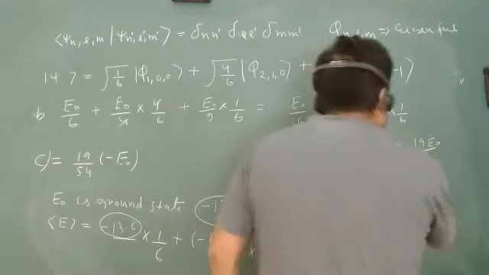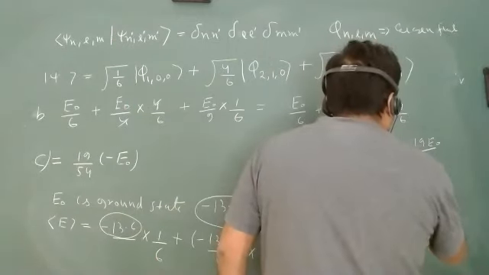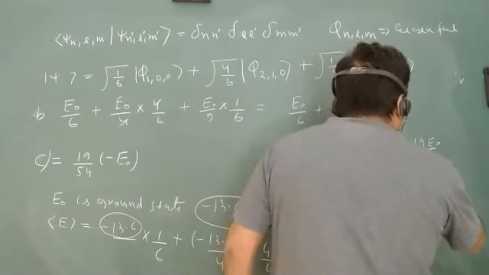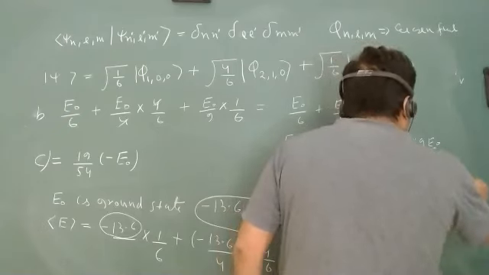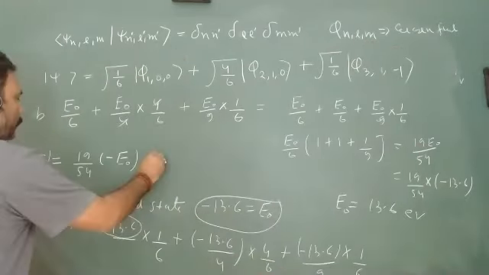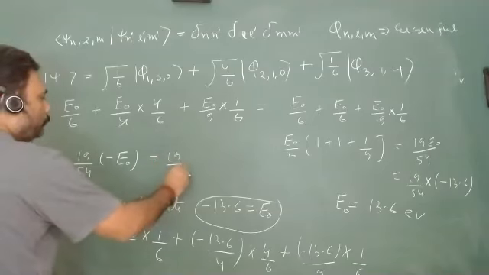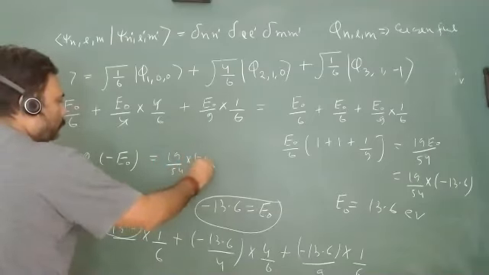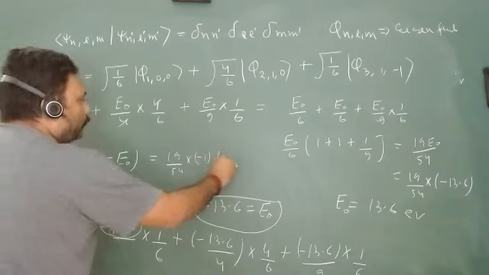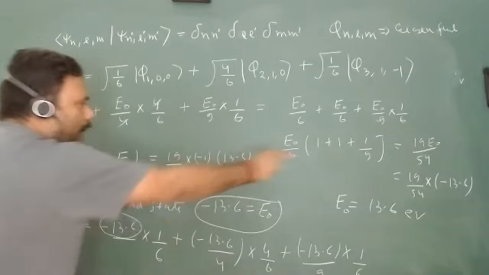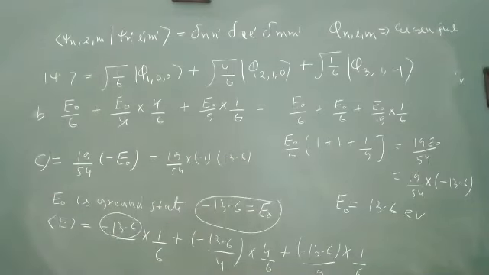This value is actually what? 19 upon 54 into minus 13.6. And what is this value here? 19 upon 54 into minus 1 is already there, and that will be 13.6. So all three are the same number.